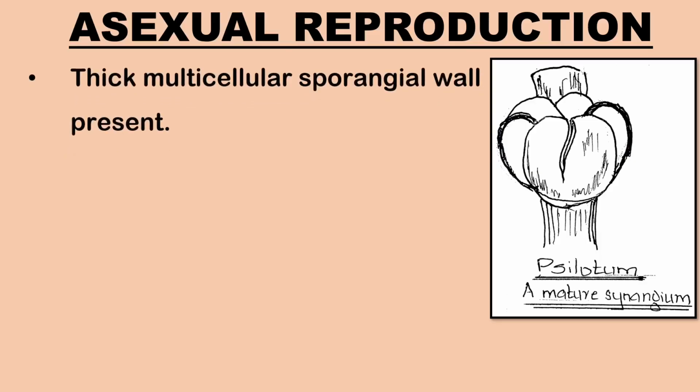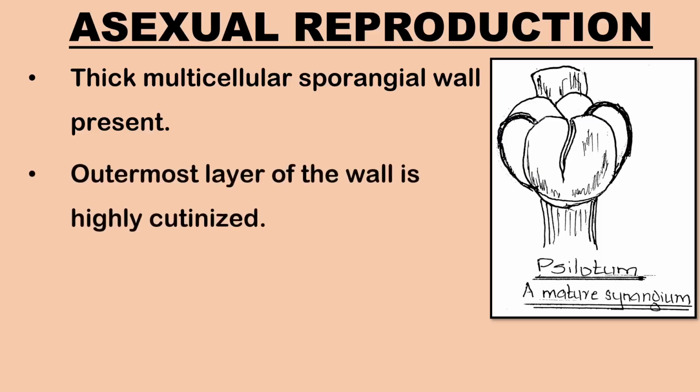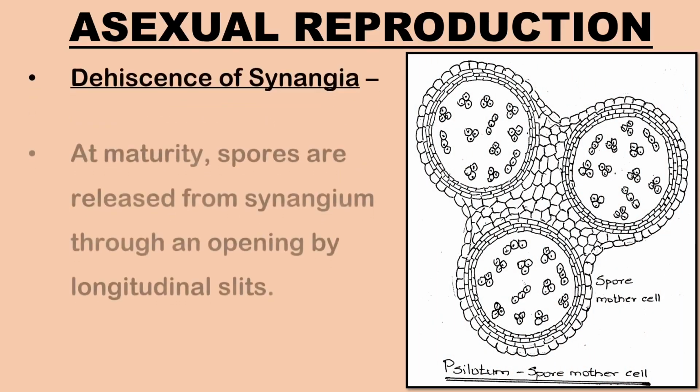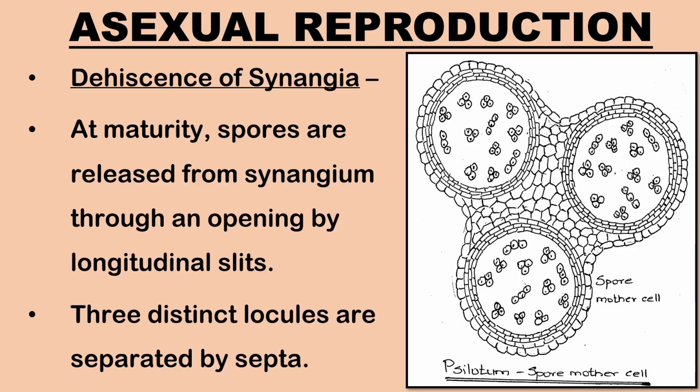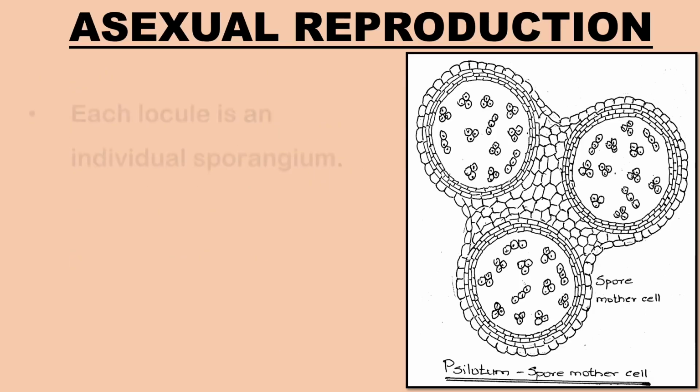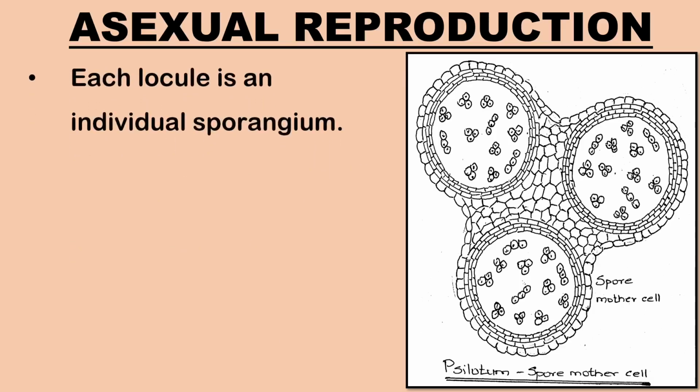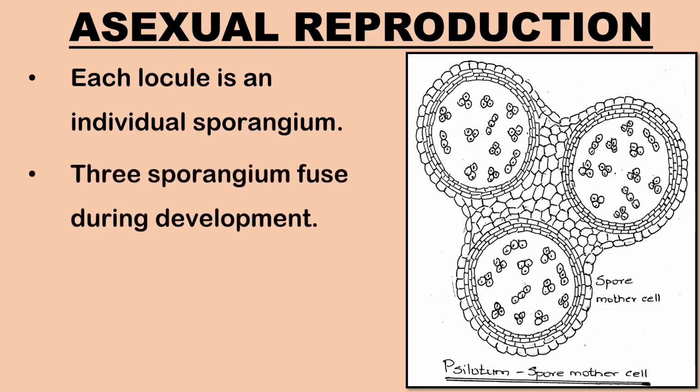The transverse section of Synangium shows a thick multicellular synangial wall which consists of 3 to 4 layers of cells, and the outermost layer of the wall is highly cutinized to prevent desiccation. At maturity, the Synangium opens by splitting longitudinally to release the spores. There are 3 distinct locules separated by septa. Each locule is an individual sporangium. 3 sporangia fuse during development.